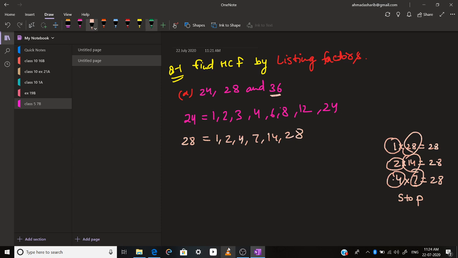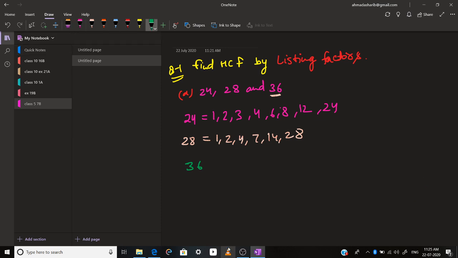Now next we have to write the factors of 36. How are we going to write the factors of 36? We will do the same thing which we have done in the previous two numbers. First we will write 1 into 36 is equal to 36. Then 2 into 18, because 18 twos are 36. Okay. Then 3 into 12 is equal to 36. Then 4 into 9 is equal to 36. And in the table of 5, 36 doesn't come. 6 into 6 is equal to 36. Okay. Now 6 is being repeated.